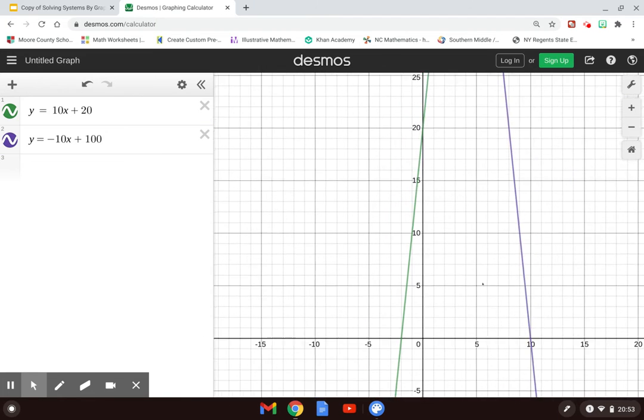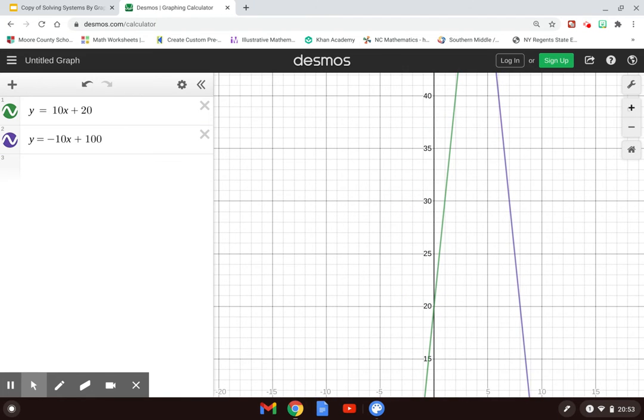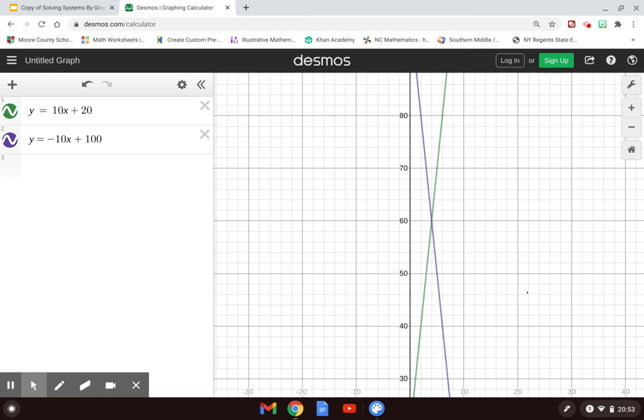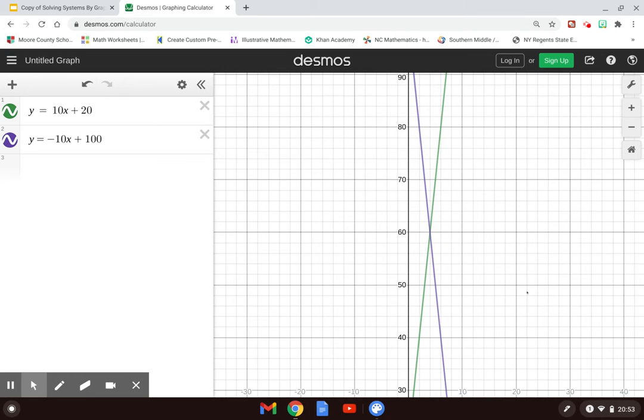And I'm going to zoom that out just a little bit and come right here. So if you look at these two lines, the first line, 10x plus 20, is represented by the green line, and the second line, negative 10x plus 100, is represented by the purple line. If you look right here at the point of intersection, and if you place your cursor on that point of intersection and click, it will make a gray dot, and it gives you the ordered pair for 60.